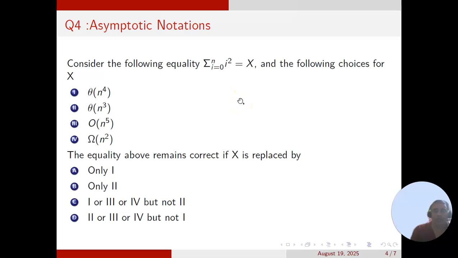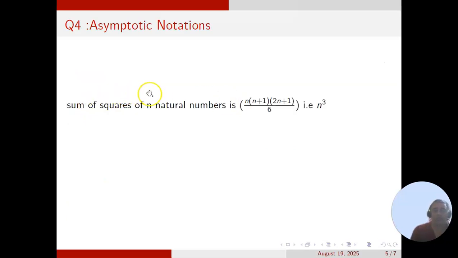Now as we know, the sum of squares of n natural numbers is n into n plus 1 into 2n plus 1 by 6, that is some constant into n cube, and we can ignore the lower order terms. Now this n cube is less than or equal to some c into n square.